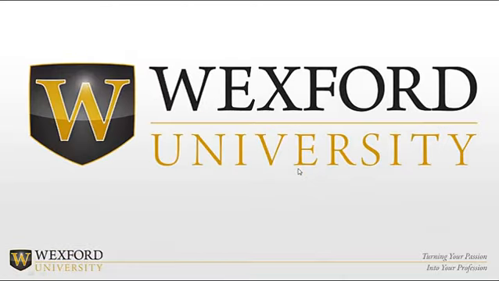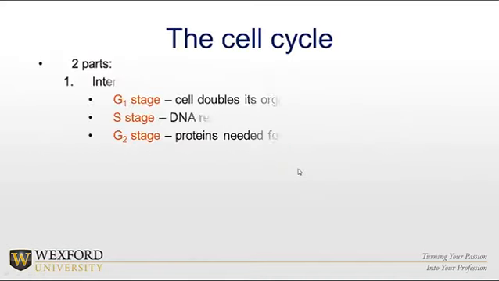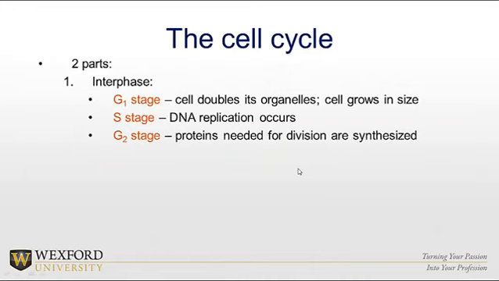Okay, here we are going into the second section in your chapter, and we're talking about the cell cycle, which is in two parts. The first part is known as interphase. And really, this is the vast majority of the time. This is over 90% of the time. Normal cell life, if you will, when it's not undergoing division, when it's not undergoing mitosis.